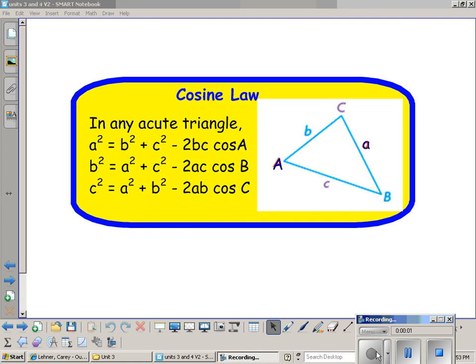In this lesson, we're going to look at the cosine law. There are three different forms of the cosine law. They basically are all the same thing, but it depends upon what side or what angle you are looking for.